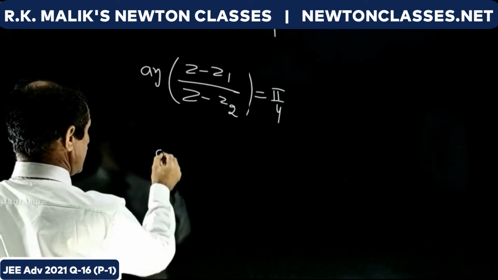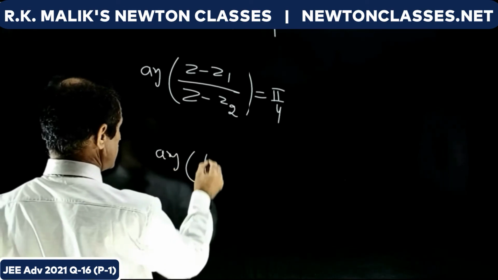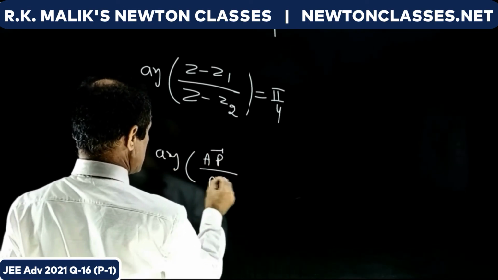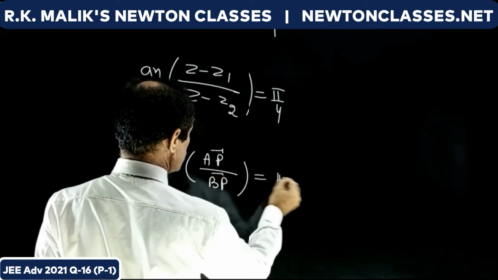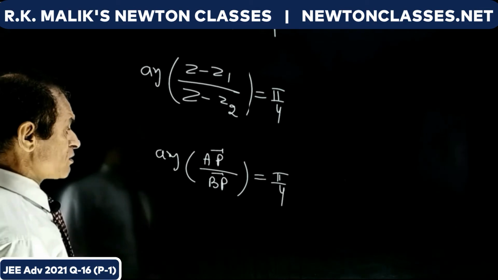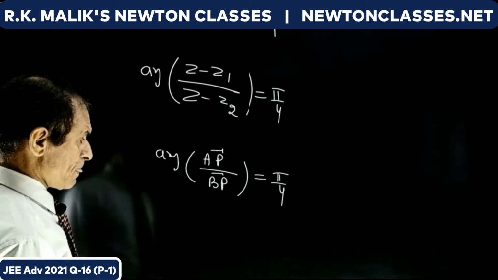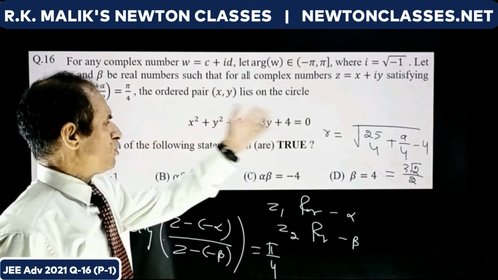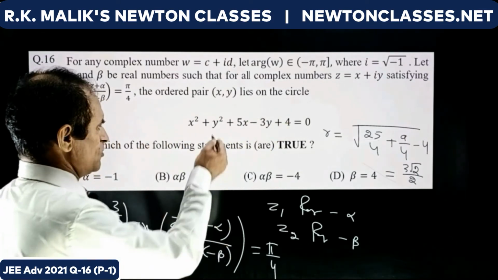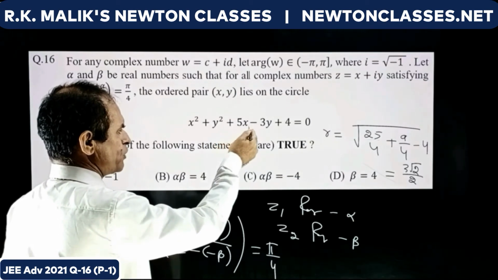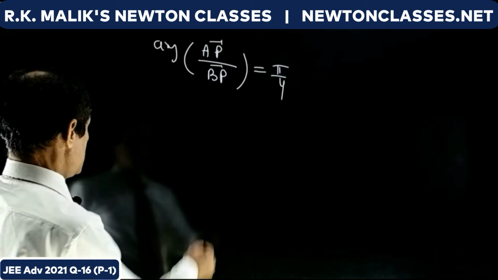Now I write it as argument of AP vector upon BP vector is equal to pi by 4. It is clear that the locus of the point P will be a circle, and it is given that P lies on this circle, whose diagram will have center at minus 5 by 2 and 3 by 2.